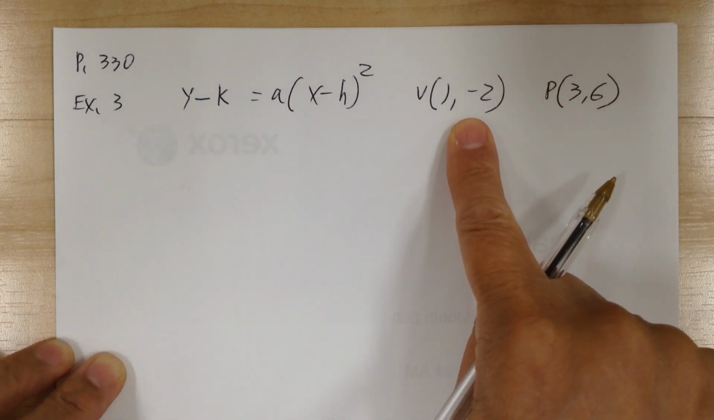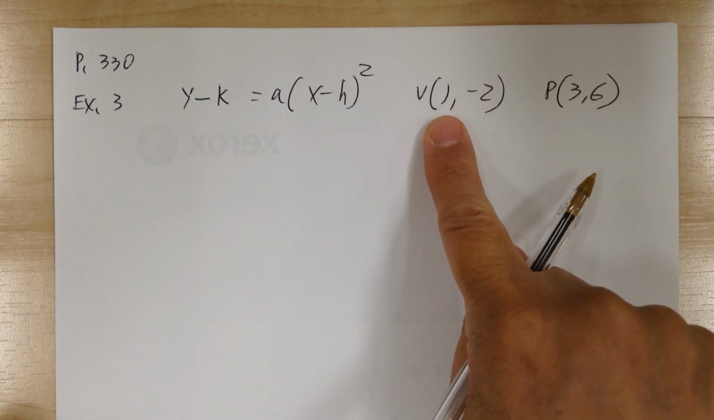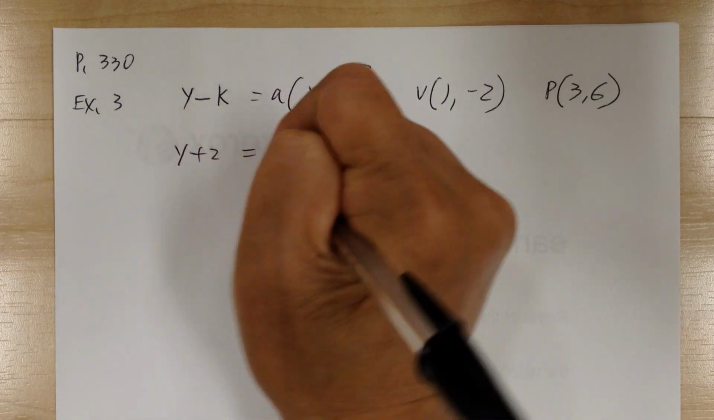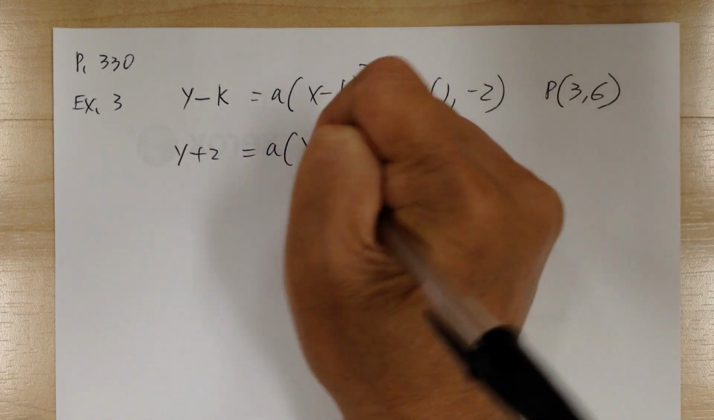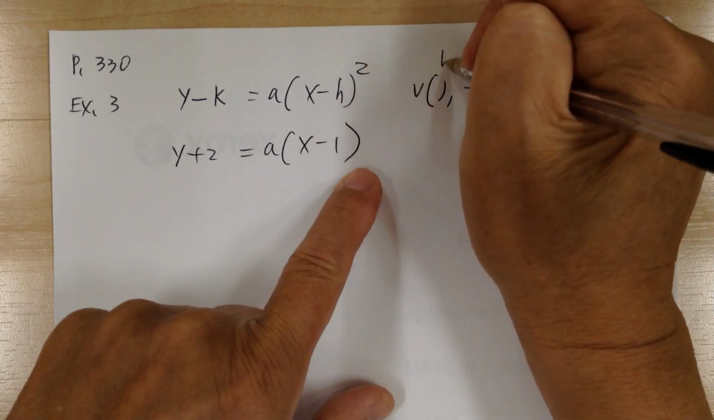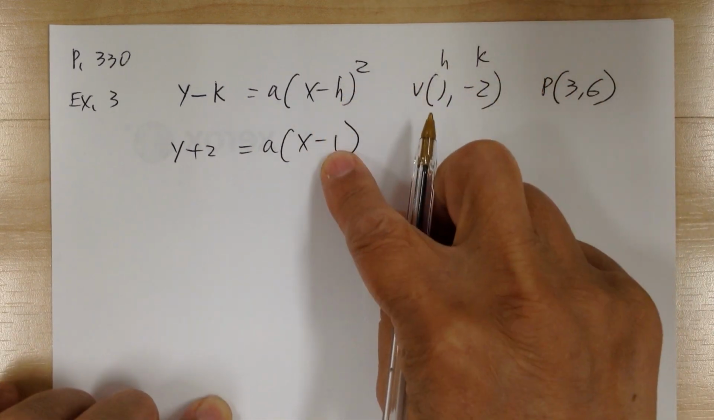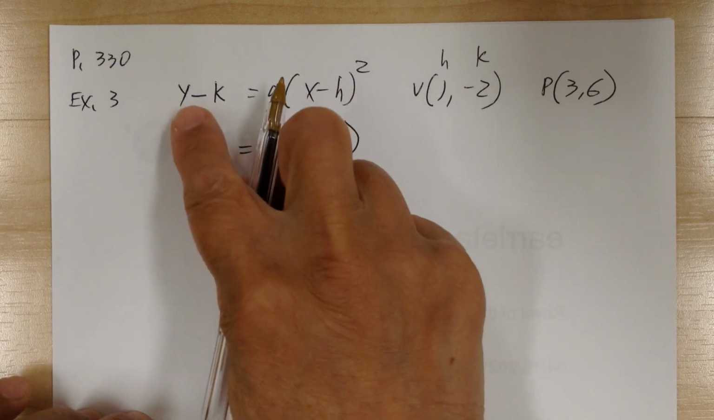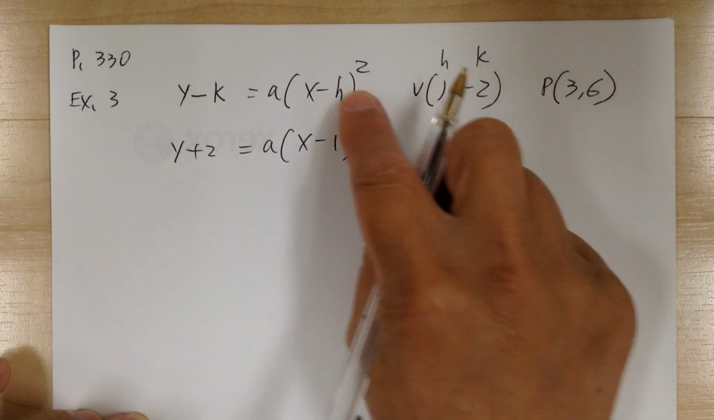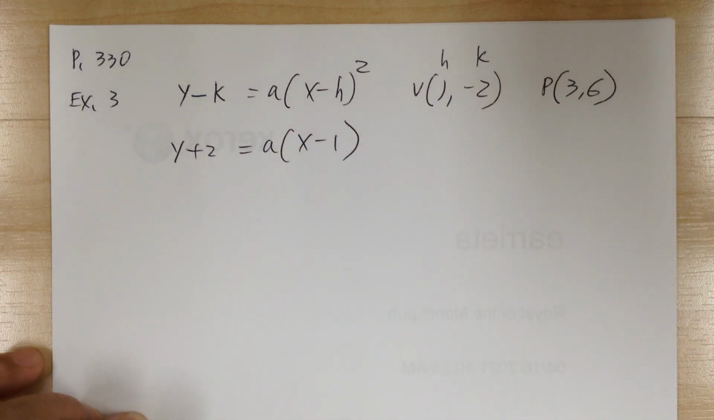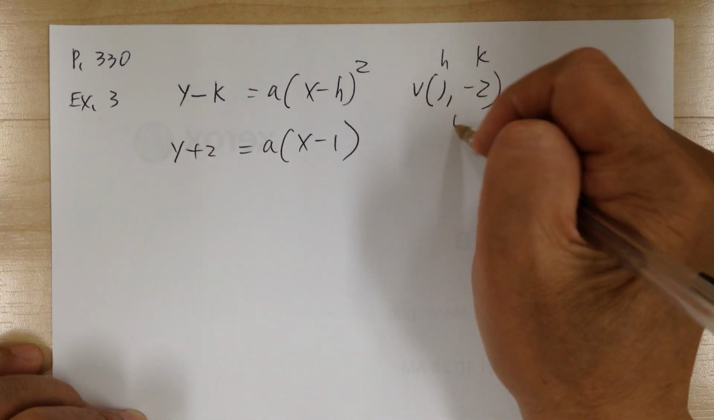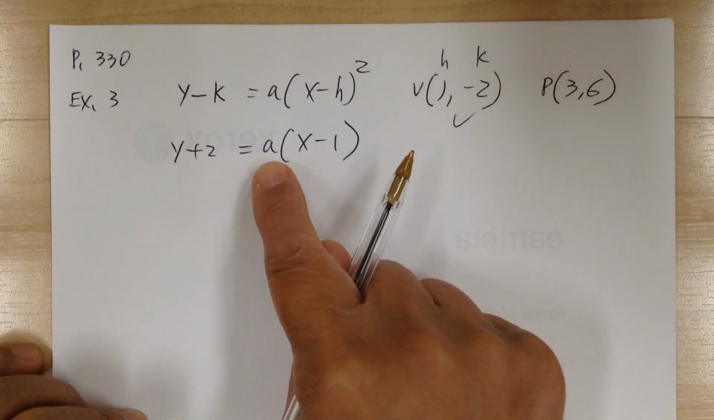So let's use this information. The vertex is 1, negative 2, so this becomes y plus 2 equal to a times x minus 1 squared. You just put these in because that's your h and k. Putting negative 2 in gives minus negative 2, so that's how I get plus 2. Now you have to use the point to find a.